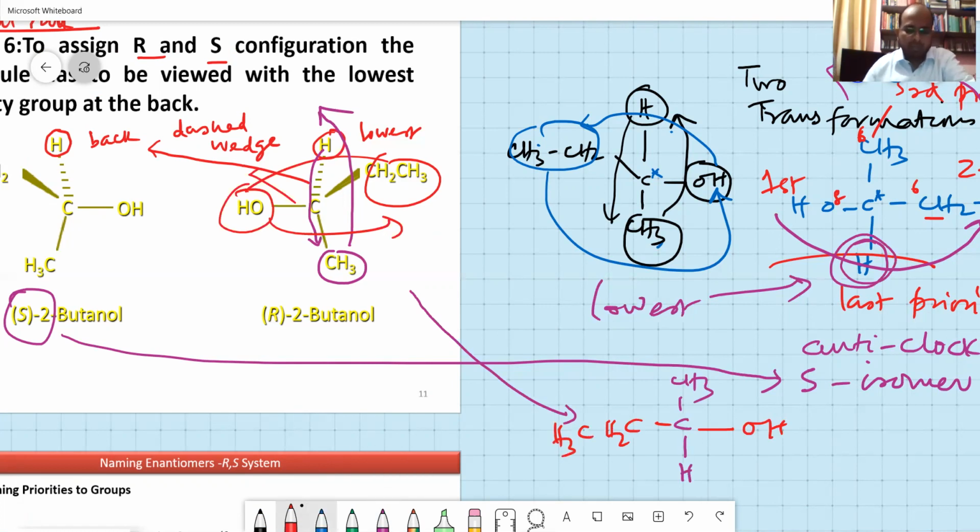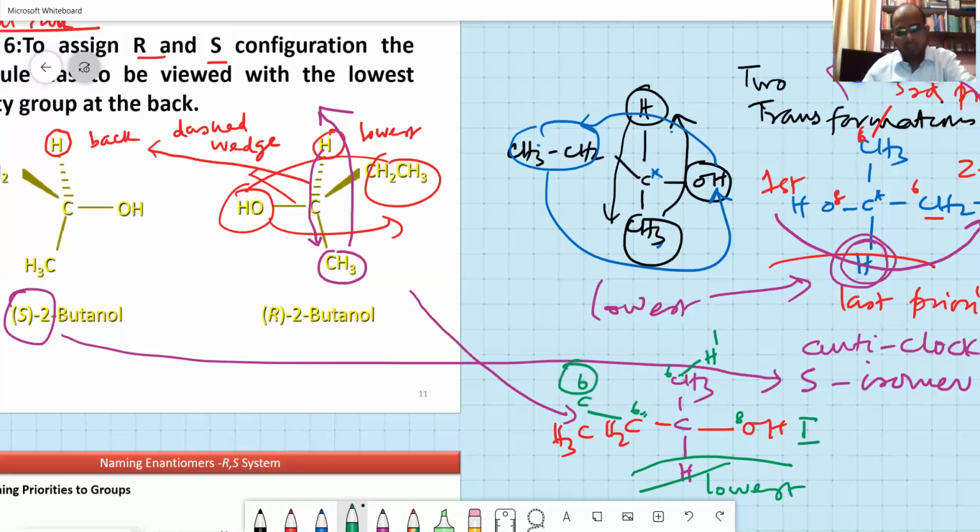Now, what is our priority? This is the lowest. You can cut it. First, here you have 6, here you have 6, here you have 8. Therefore, this will become the first priority. Now you have 6 and 6, so you have to look at the next atom. Here the next atom is hydrogen, 1. Here the next atom is carbon, 6. 6 is higher than 1. Therefore, this will be the second priority and this will be the third priority.